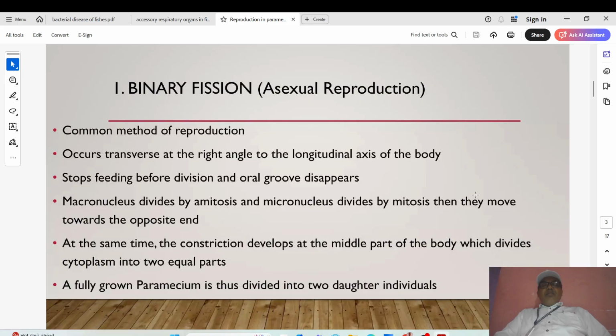from the middle part of the body of the Paramecium, and simultaneously the cytoplasm present in the Paramecium is divided into equal halves, and they push towards the opposite poles. A fully grown Paramecium is thus divided into two daughter individuals.